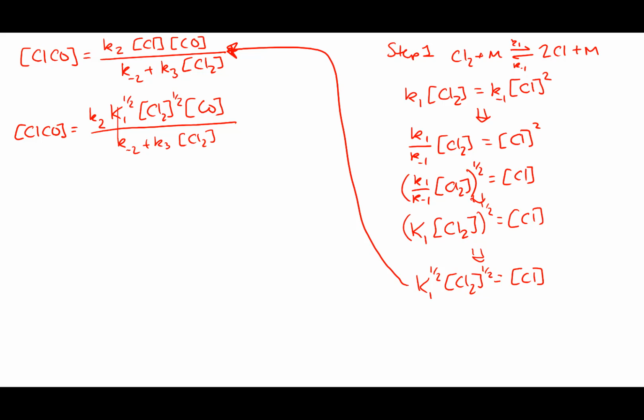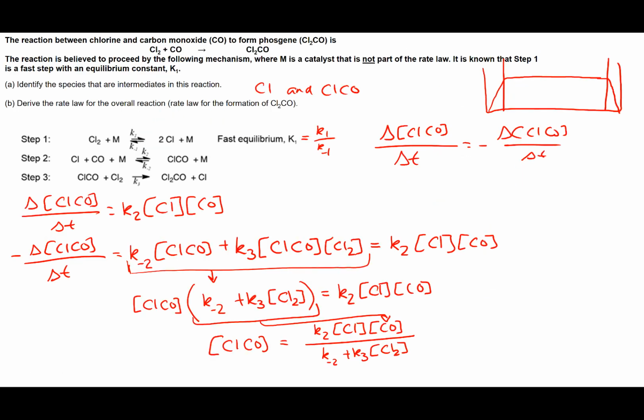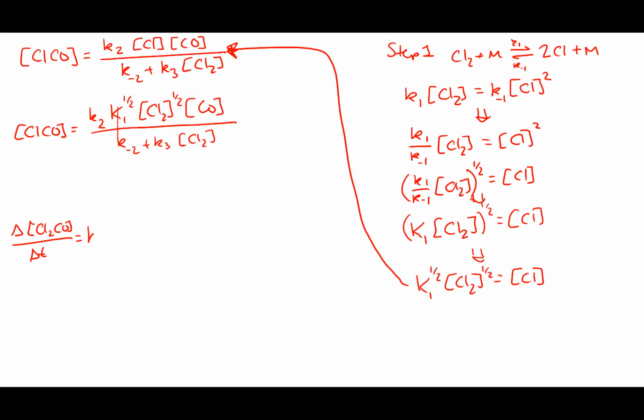Now what we're doing is deriving our rate law based on the formation of our product. The formation of our product is the change in concentration of Cl2CO over delta T. If we go back to our reaction, the only step where that's happening is step 3, where we're forming the Cl2CO. So that rate of reaction is K3 times the concentration of ClCO times the concentration of Cl2. So we have it here, K3 times the concentration of ClCO times the concentration of Cl2 in that case. So that right there is the rate.